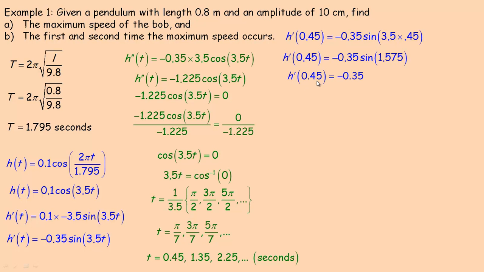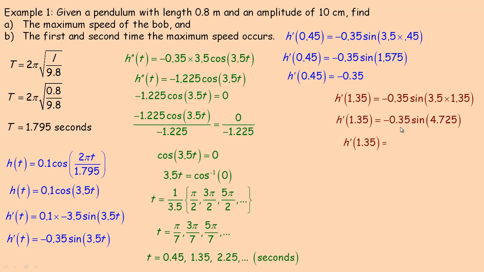And that gives us h prime of 0.45 is negative 0.35. So that's a negative, so that would represent a minimum, if I think of a negative as the minimum. So let's do the next one, the 1.35. If we put 1.35 in place of time, so here's my 1.35 seconds. So multiply that together and we get 4.725 here. So sine of that times the negative 0.35, and it gives us positive 0.35.